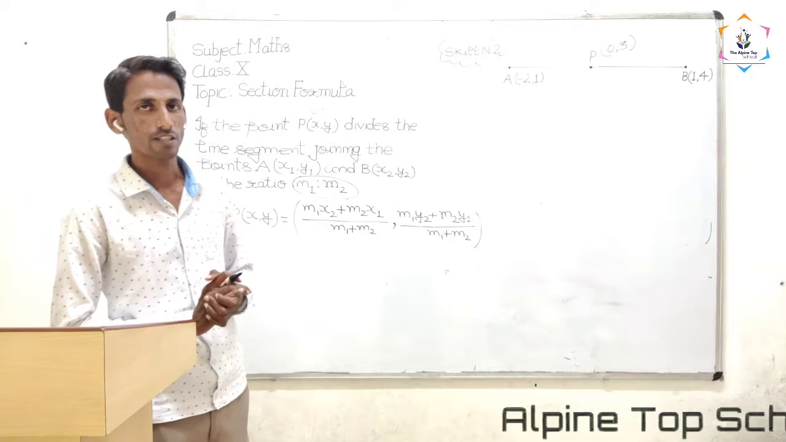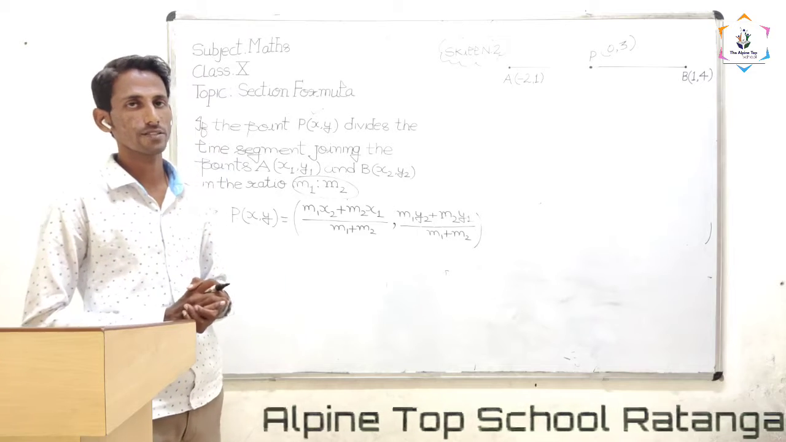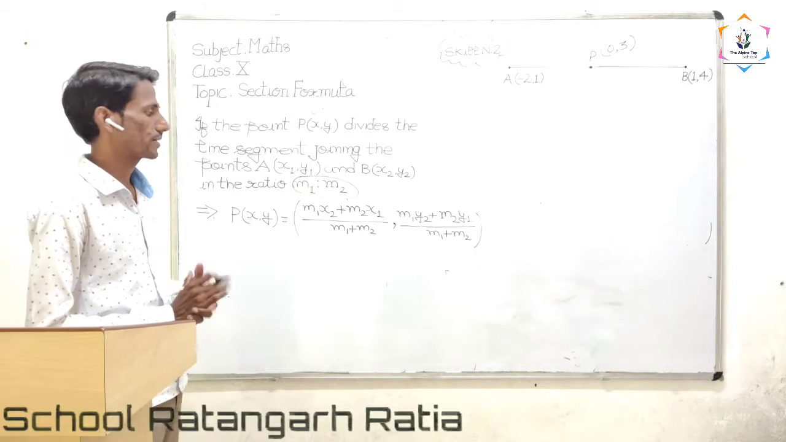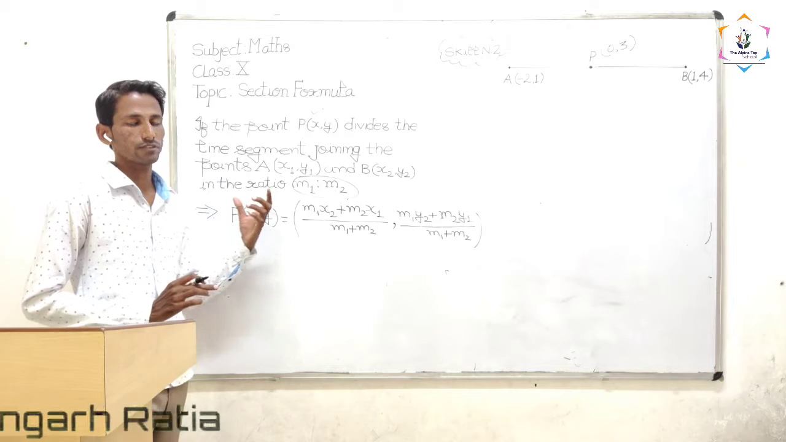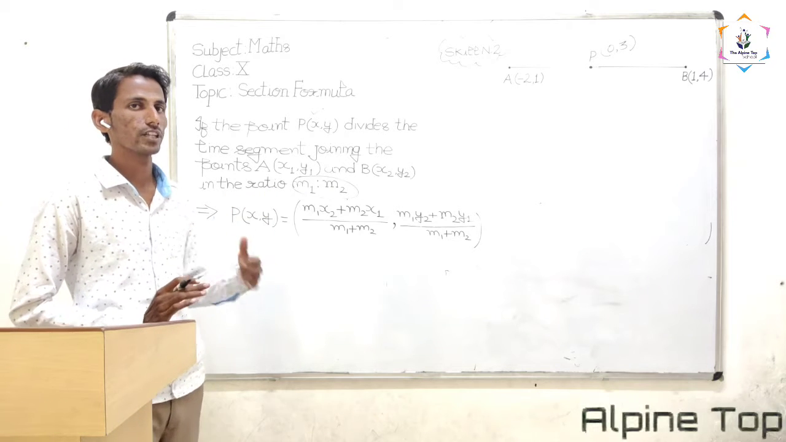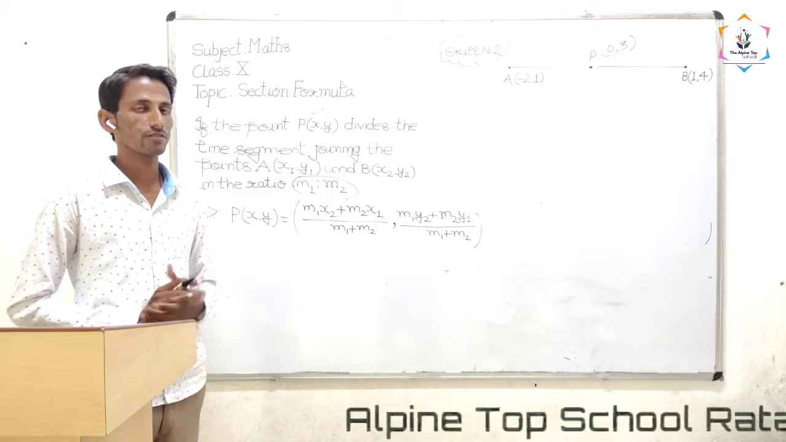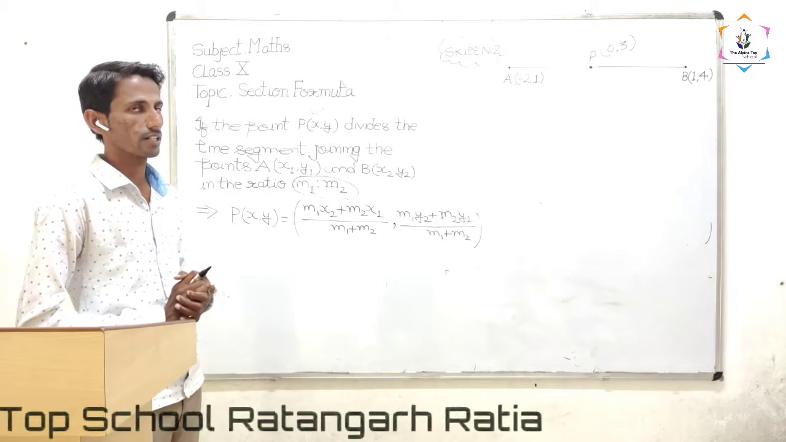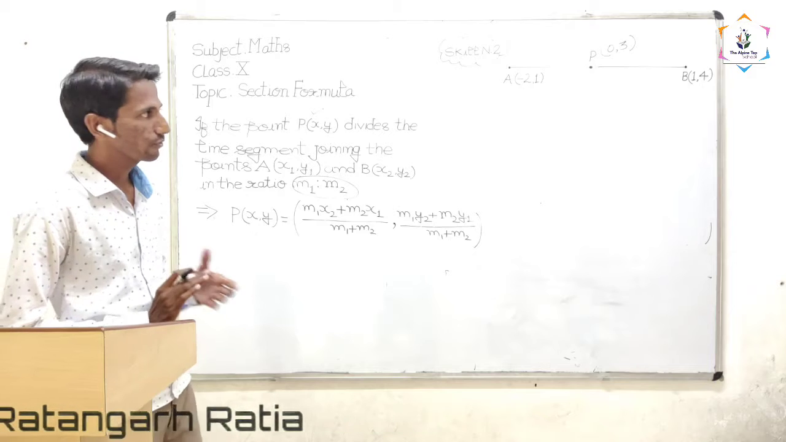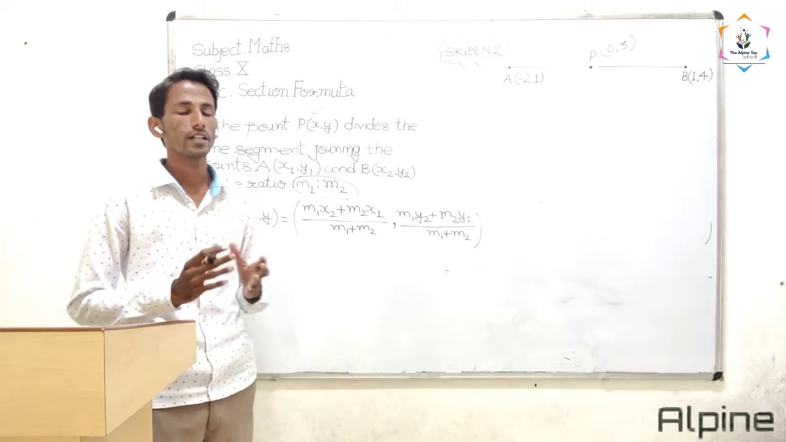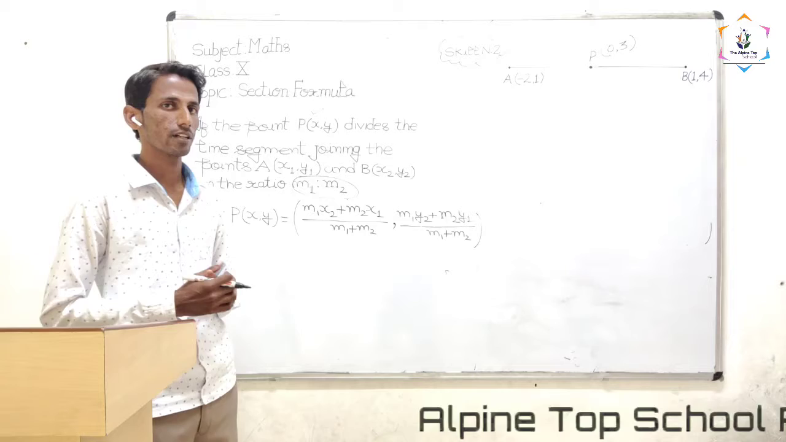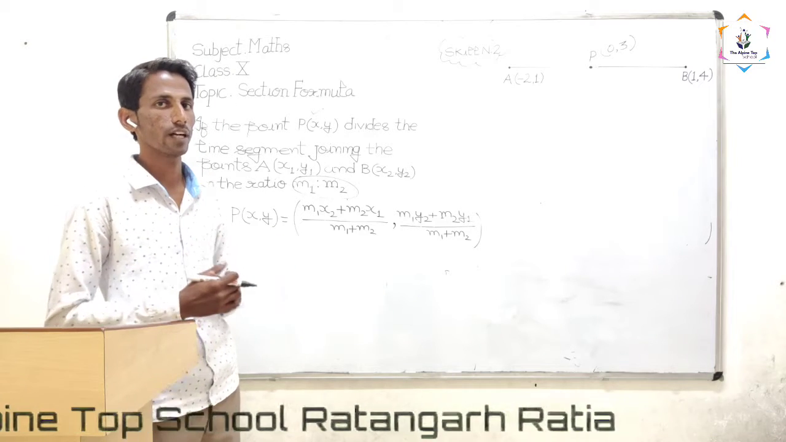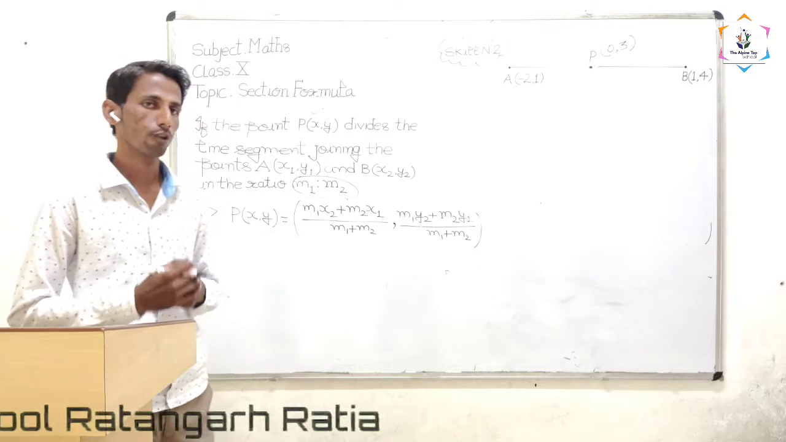Hi everyone. As you know, in the previous video you studied the section formula, what the meaning of the section formula is. After that you also studied how we can implement it. In the previous video you saw one example, skill number 1: if a point divides the line segment joining two points in some ratio, how we can find the coordinates of that particular point.